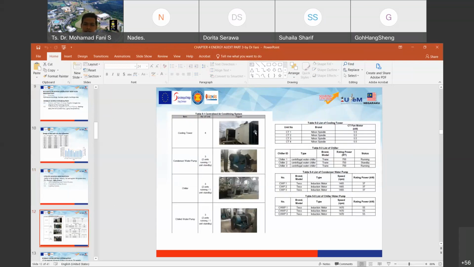Okay, this one is the example. Centralized cooling system. So in the table, you can put something like here, number of units, and then you can explain. Put the explanation for Table 5, something like here. Okay, list of cooling towers, list of chillers, list of condenser water pumps, and then the information: speed, rate, rating power, etc.